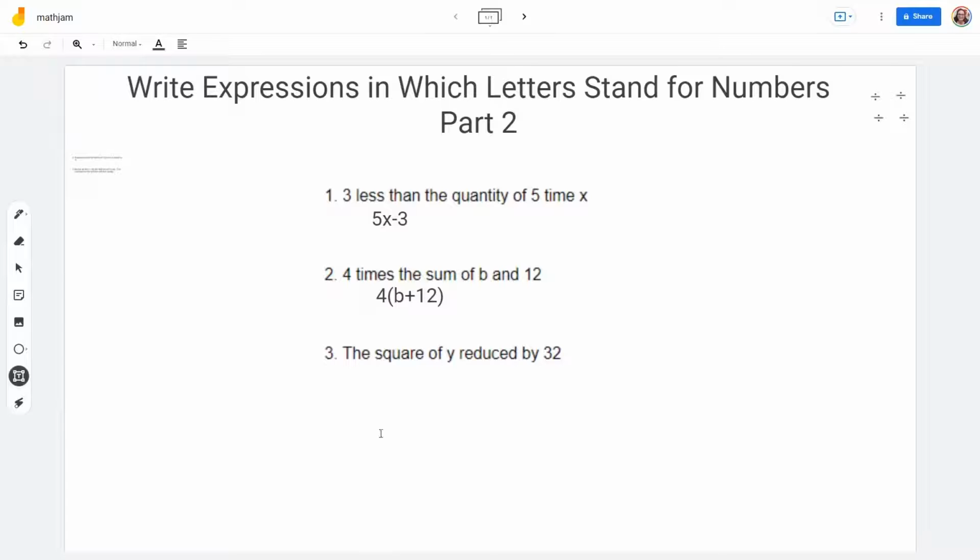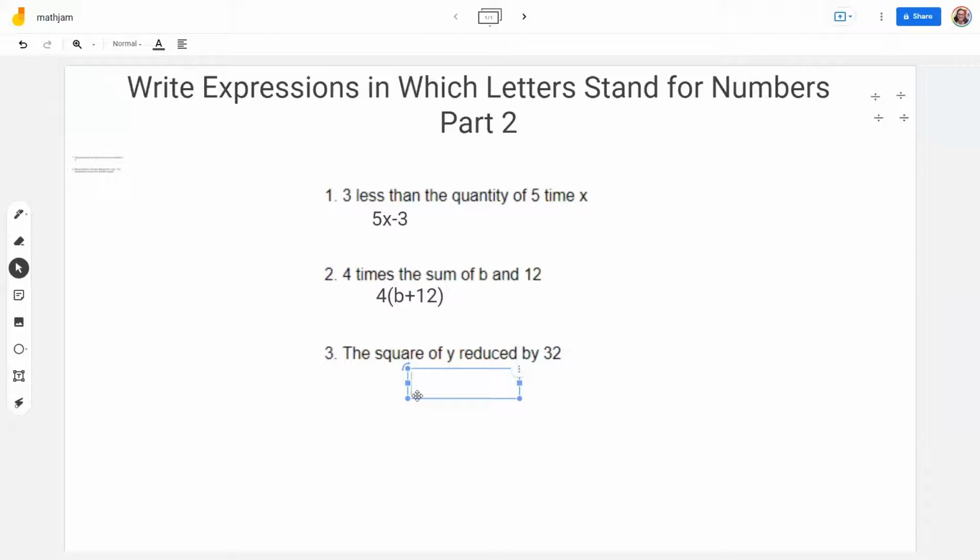All right, next problem. It says the square of y reduced by 32. Okay, well, do you remember what a square looks like when we're talking about a square root? Well, let's go ahead and take a look and see how we can do that. All right, so remember, when we're looking at things, we might see something that says square or cubed. When we are talking about square, we are talking about to the power of 2.